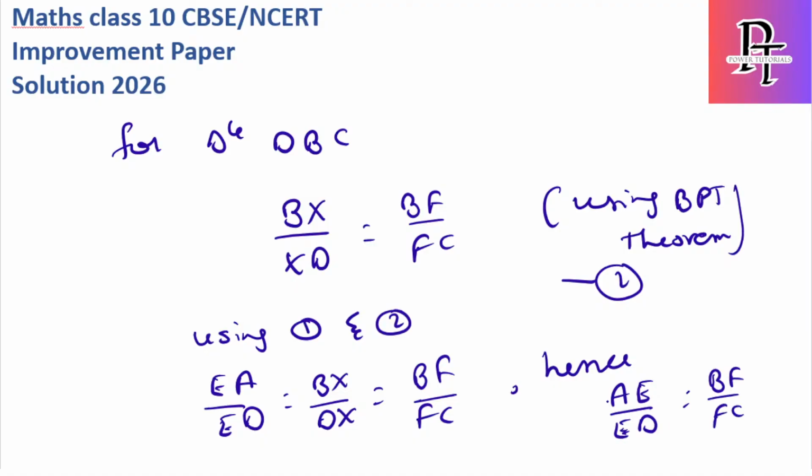See, this is a very straightforward question, whereas in the first question, the A question is to prove BPT, the B question is to use that BPT and solve the question. Okay, so in this way it is done. Let's move to the 35th question.